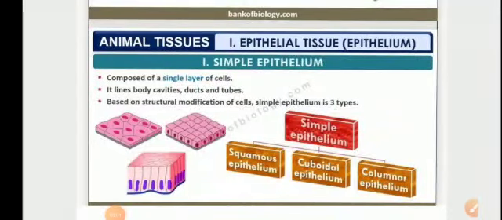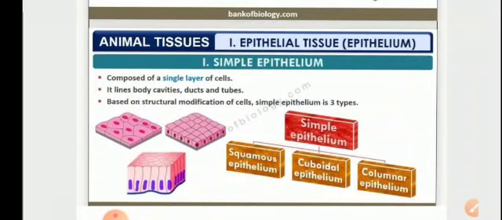In this module, we'll be continuing with our ongoing chapter 7 of Biology, Structural Organization in Animals. In today's module, we will be discussing the various types of epithelial tissue. That is, we'll be talking about the classification of, or the types of, epithelial tissue.